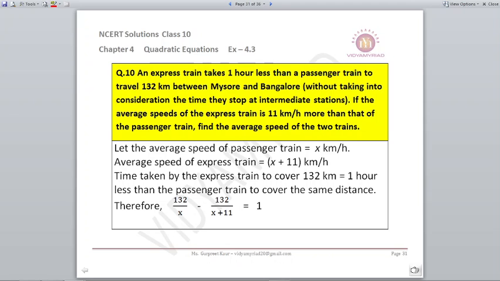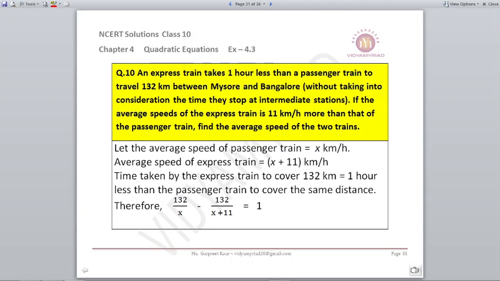An express train takes 1 hour less than a passenger train to travel 132 km between Mysore and Bangalore, without taking into consideration the time they stopped at intermediate stations. If the average speed of the express train is 11 km per hour more than that of the passenger train, find the speed of the two trains.